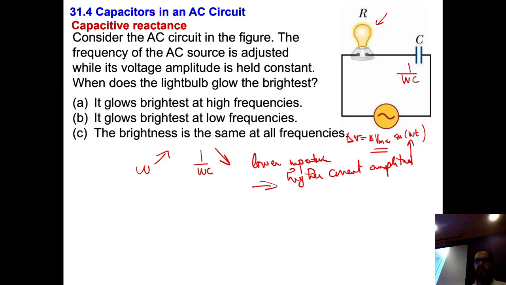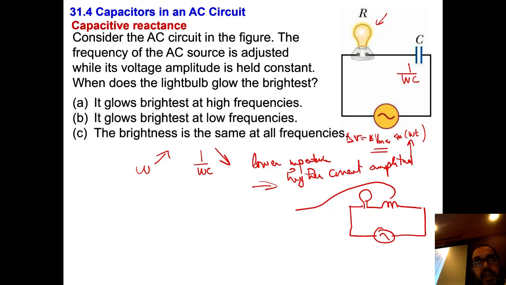Okay. So if we did this for an inductor, so the light bulb, and instead of a capacitor we had an inductor and an AC source, the opposite will happen, because the impedance of the inductor is omega L. When omega is high, omega L is high. That means the impedance of the inductor is higher, or the reactance. We call it reactance or impedance.